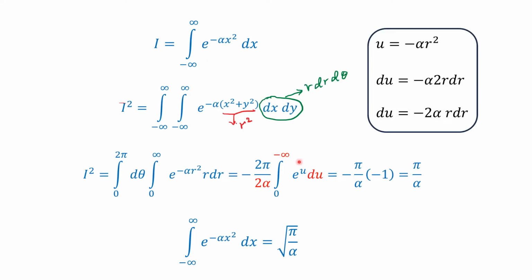This integral value is minus 1. So naturally minus of minus will become plus. So this I squared integral is equal to pi by alpha. Then I is equal to the square root of this naturally. So I is the square root of pi by alpha. This result we are actually using most frequently in quantum mechanical problems.